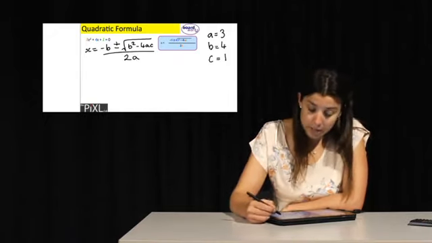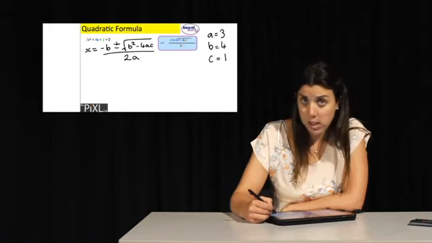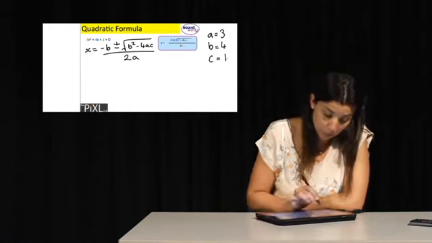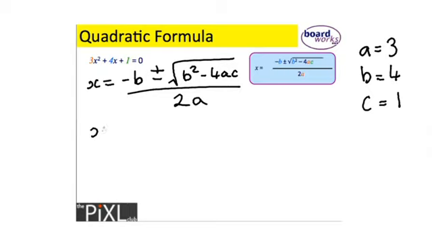Then we have our values for a, b and c. We substitute those into the formula. So we have x equals, minus is there, we replace it, stays the same. b is 4, positive, but the negative stays.